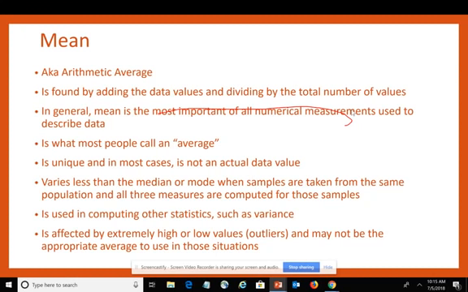Some of the challenges related to the mean is that it's affected by extremely high or low values, what we call outliers, and it may not be the best measurement to use if you have those outliers. One of the reasons that the mean is so important is that it's used in calculating other values, and it's going to vary less when samples are taken from the same population and you calculate all three of the values. You're going to have that consistency.